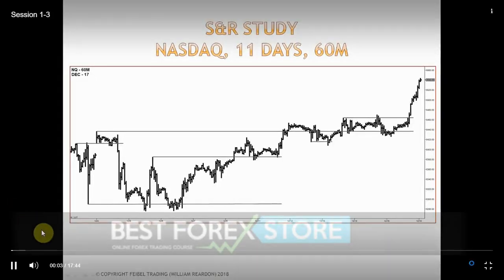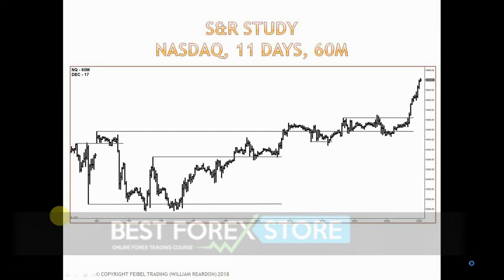Support and resistance study, the Nasdaq, spanning 11 days on a 60-minute time frame. Yes, this great little chart has some very powerful subtleties, some good nuances. So over here, price rejects, we react, we come down. We come up, price again, we reject. So as we move down, resistance would be drawn.